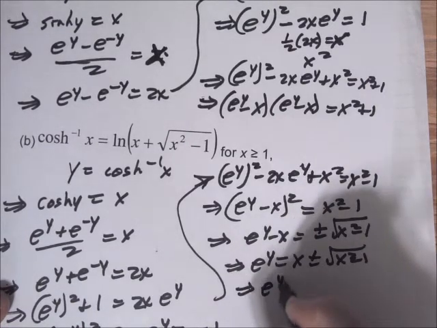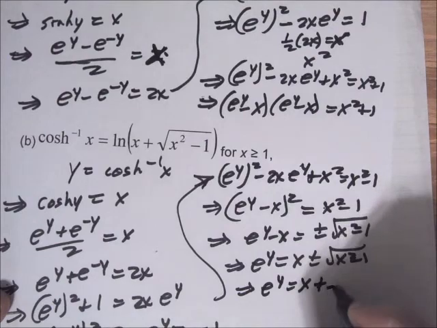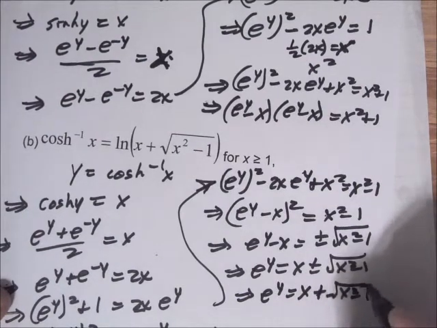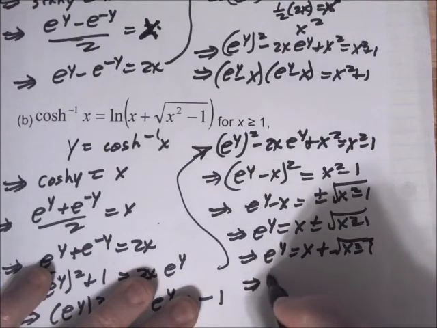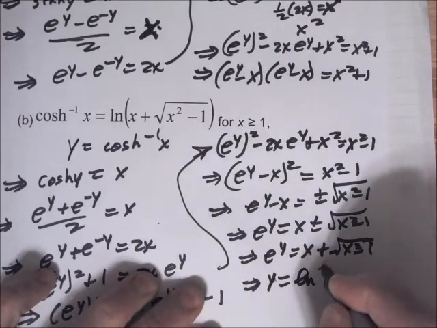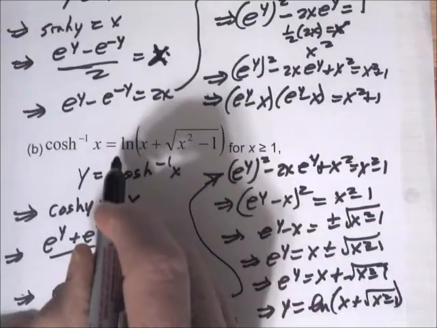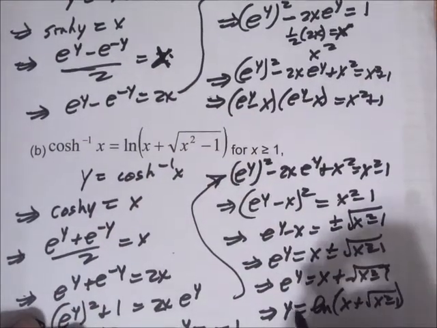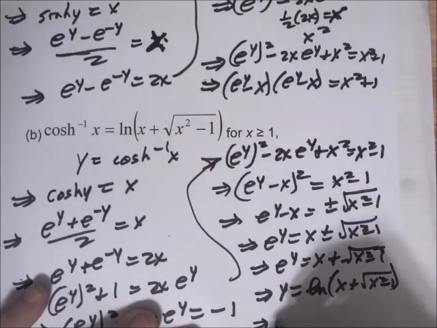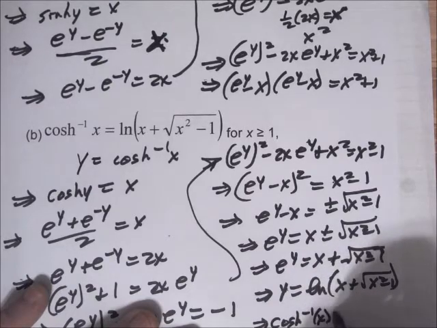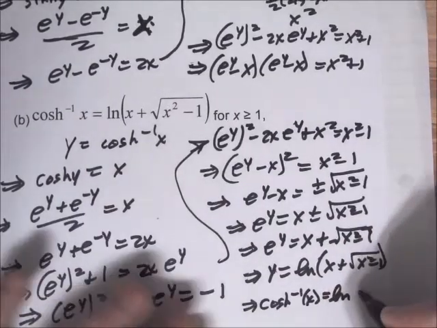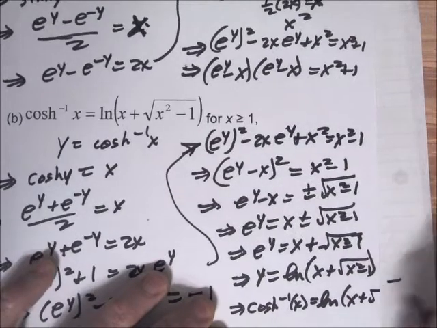So we'll have e to the y equals x plus square root x squared minus 1, and then take the log of both sides, I get y equals ln x plus square root x squared minus 1. And that's the formula for it. That's cosh inverse of x. Cosh inverse of x is equal to ln x plus square root x squared minus 1. I'm running out of room there, but it's equal to this here. Okay, so that's the proof for the cosh.